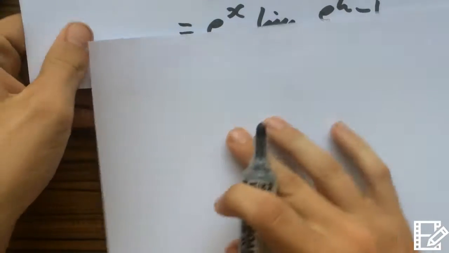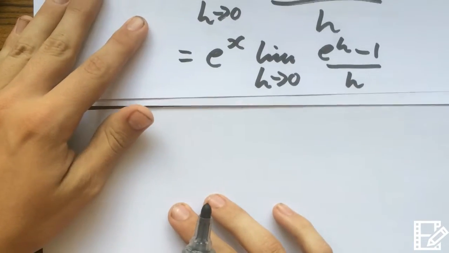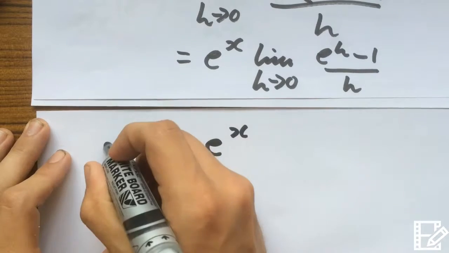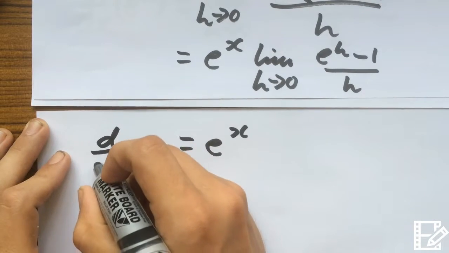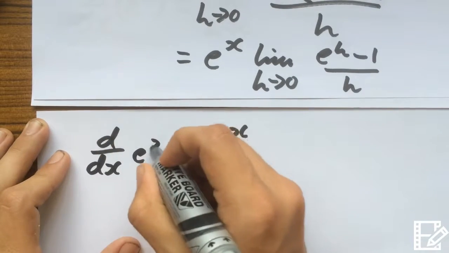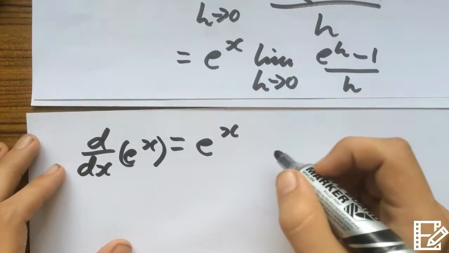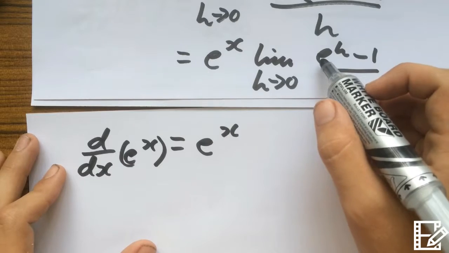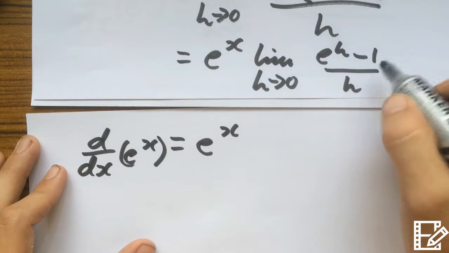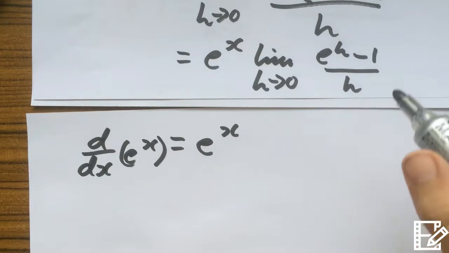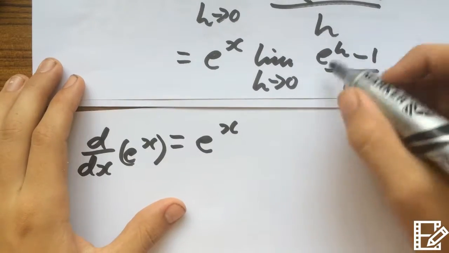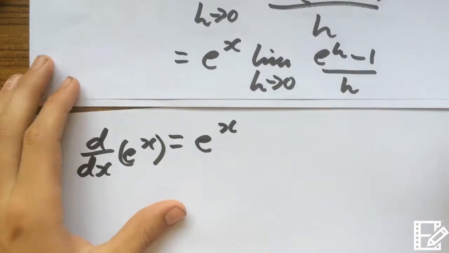But okay, so now we've got that. So we've got e to the x. We'll write the derivative of e to the x. Okay, and the limit as h approaches 0 of e to the power of h minus 1 over h. Now, that equals 1. All this equals 1 as h approaches 0.